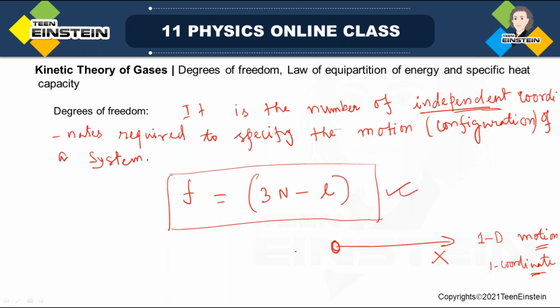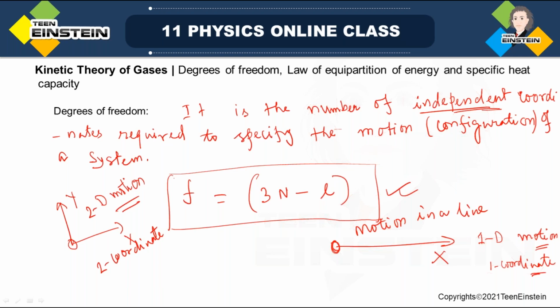Okay. Suppose the same molecule is constrained to move in a plane, then it is moving in two directions, right? In a plane means it is moving in this direction and this direction also. That motion will be in the plane. To specify the motion of an object in a plane, you need two coordinates. So this is 2D motion. This is motion in a plane, and this is motion along a line.